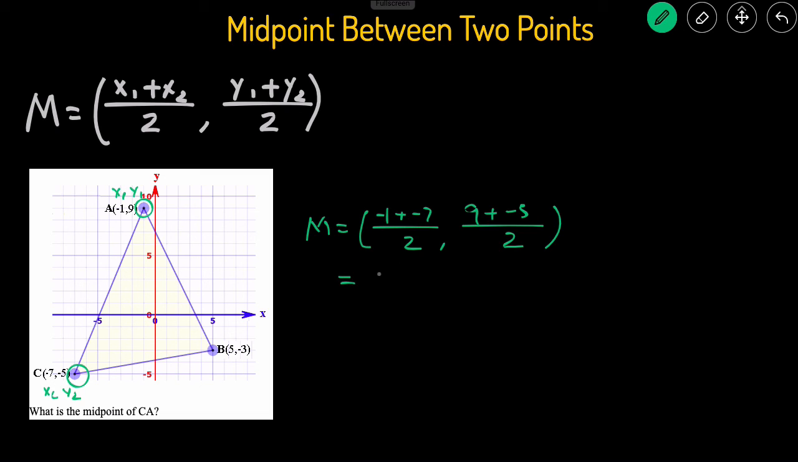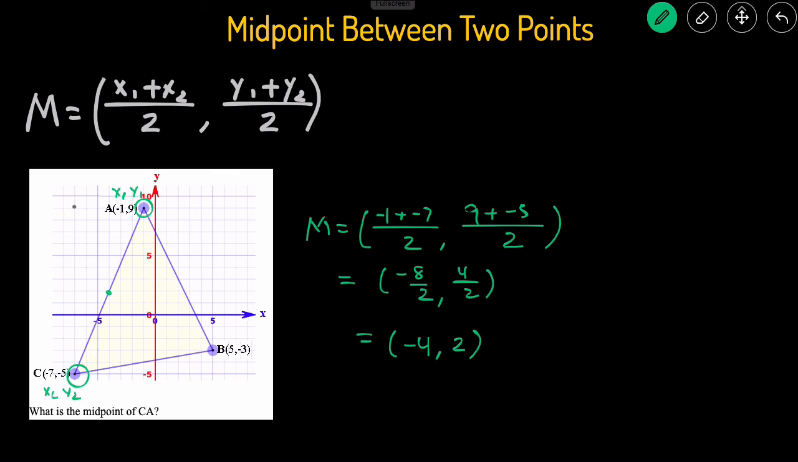-1 plus -7, that's -8. And then 9 minus 5, that's just 4. -8 divided by 2 is -4. And 4 divided by 2 is just 2. So that would be the midpoint, -4 and 2. That's approximately right here. That would be the midpoint between these 2 points.